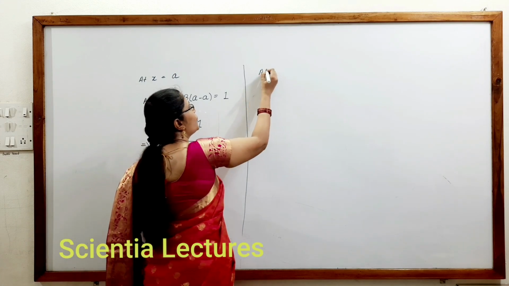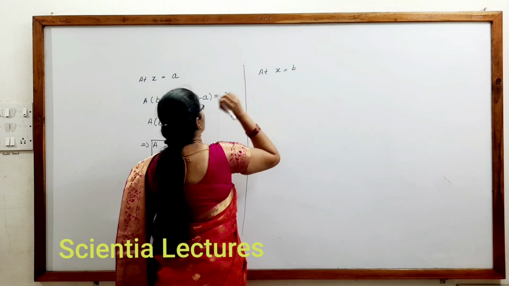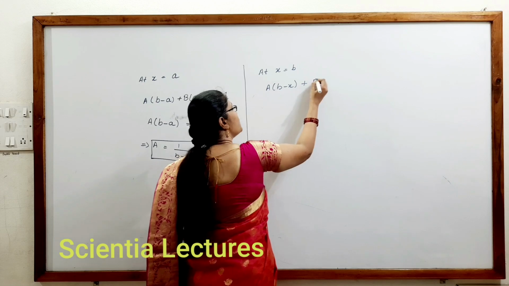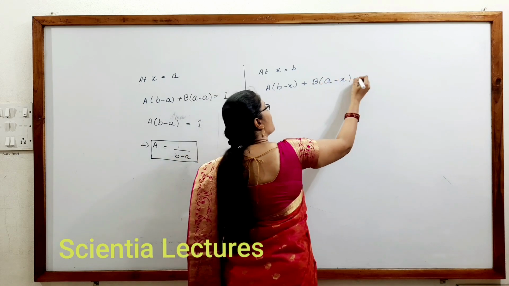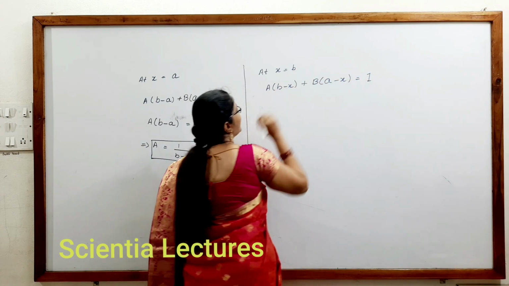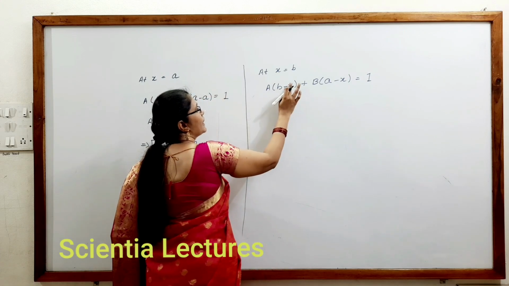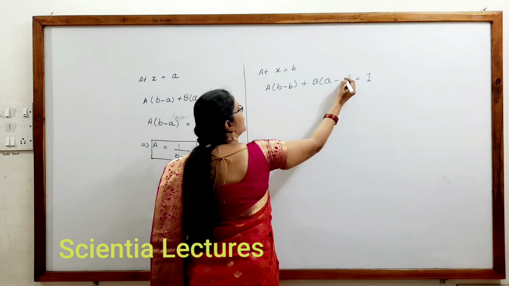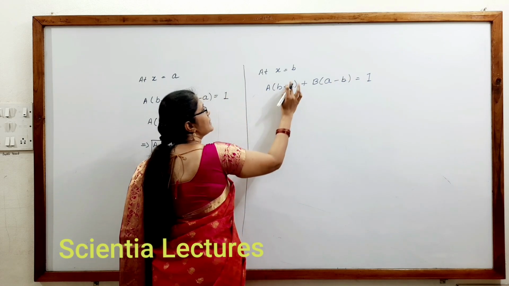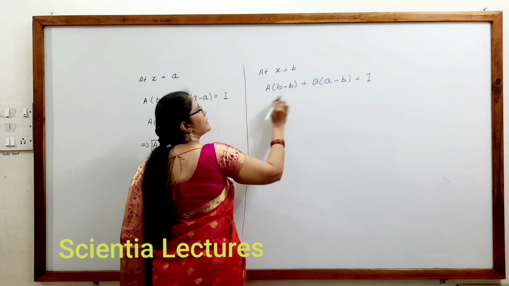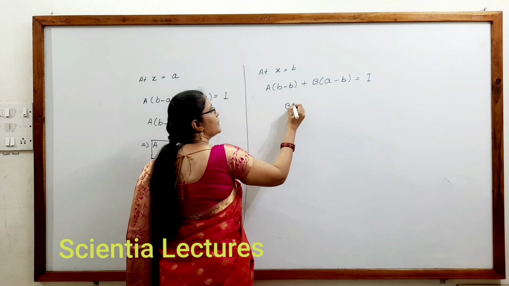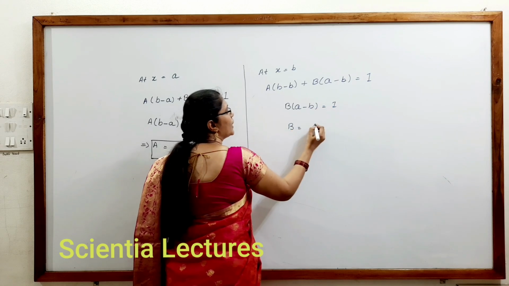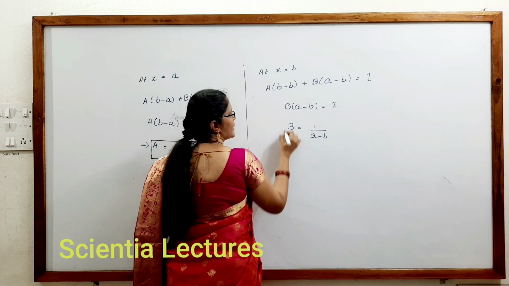At x equal to b, if you substitute in the same equation, what is the equation we got? A into (b minus x) plus B into (a minus x) must be equal to 1. Now at x equal to b, what will we get in place of x here? b. What will we get in the place of x here? b. So this term becomes 0 now. Can you observe that? This term becomes 0. So B into (a minus b) is equal to 1. So B is equal to 1 by (a minus b).